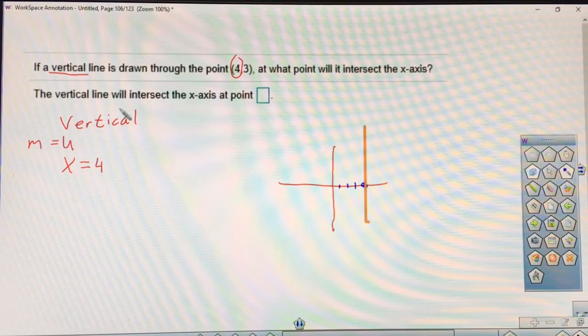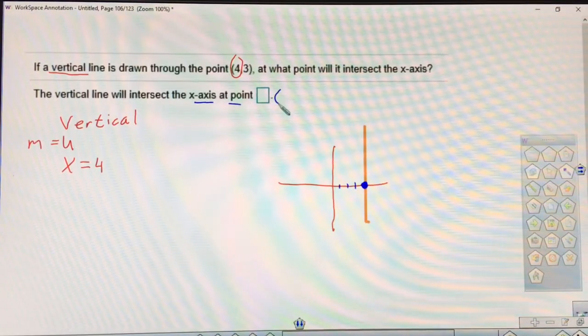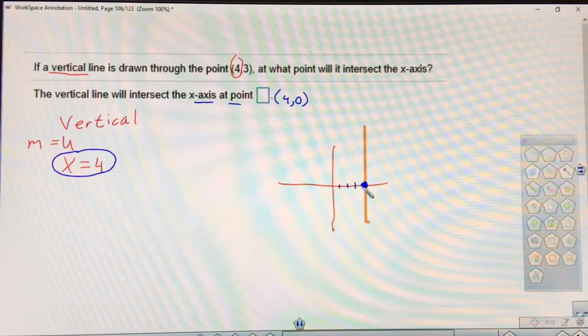And now it wants to know, it intersects the x-axis at what point? And that coordinate there is not there. It's actually the coordinate 4, 0 is where it lands on the x-axis. A little bit different of a wording for the question. Usually they ask just for the equation of the vertical line. This one it wants to know the coordinate on the x-axis that the vertical line goes through, and that would be 4.